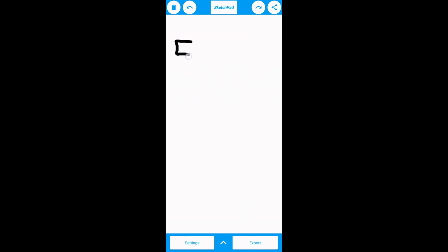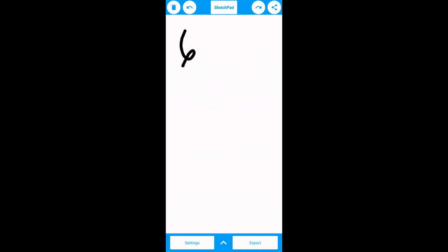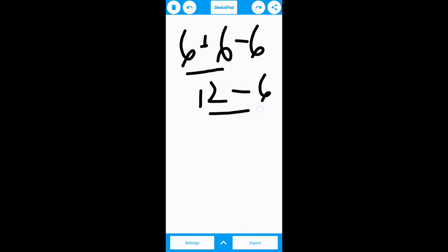5, 5, 5 is a simple one. You add 5, and then you divide by 5. 5 divided by 5 gives you 1, plus 5 equals 6. 6 three times: you get 6 plus 6 minus 6. 6 plus 6 equals 12, minus 6, gives 6.